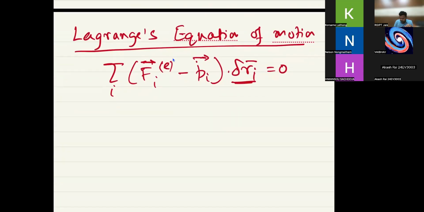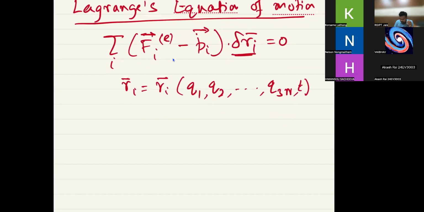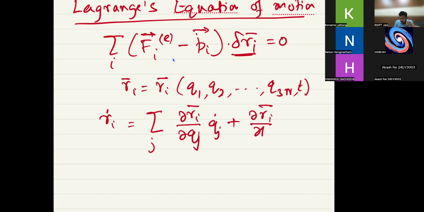We know that Ri you can write in terms of the generalized coordinates, q1, q2, q3, and t. And I also told you in the last class, you can write Ri dot as the sum over j of del Ri by del qj times qj dot, plus del Ri by del t. This is for real displacement. This is dRi by dt.